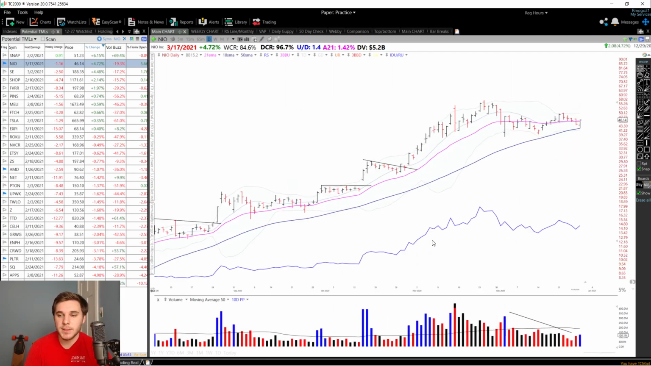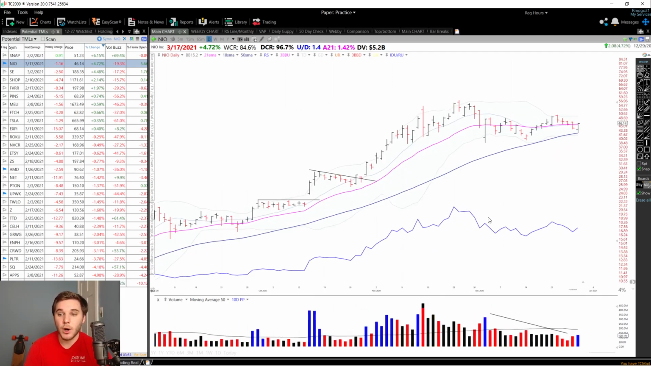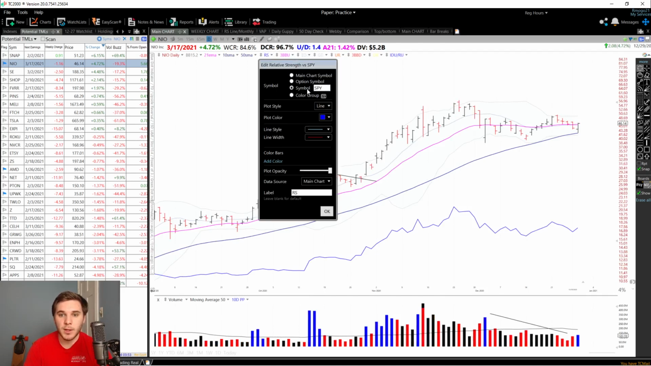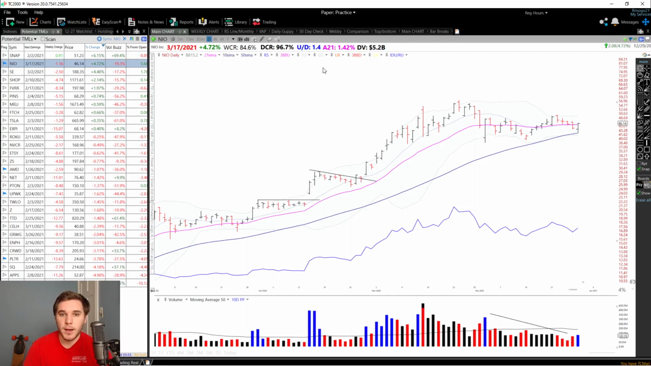And next up, we've got this blue line right here, which is the RS line. And in TC2000, I have it set to the SPY. You can compare the stock's price movement to anything you want. I use the SPY as a representation of the S&P 500 because the SPX does not update during the actual trading day. So this is a very important and helpful part of my chart layout because it allows me to determine how the stock is performing versus the rest of the market. Is it outperforming? Is it underperforming?